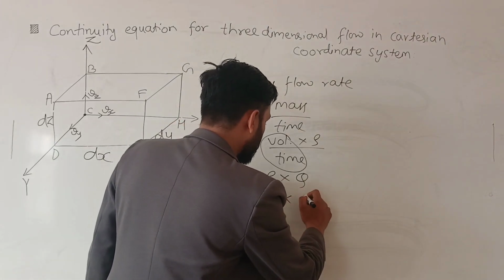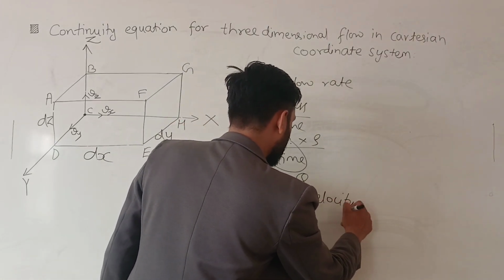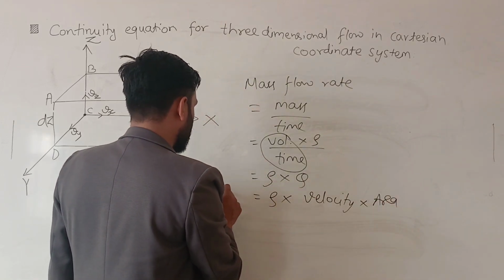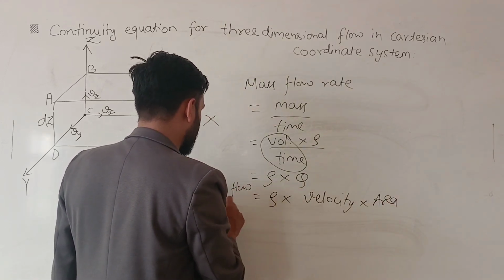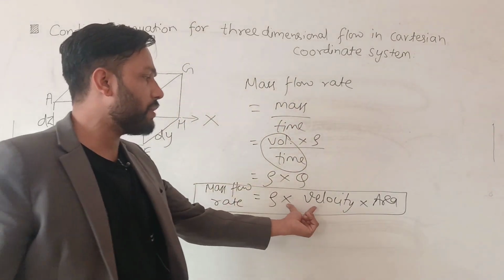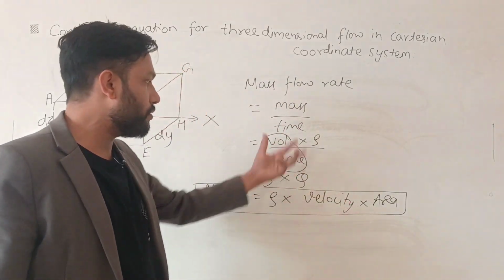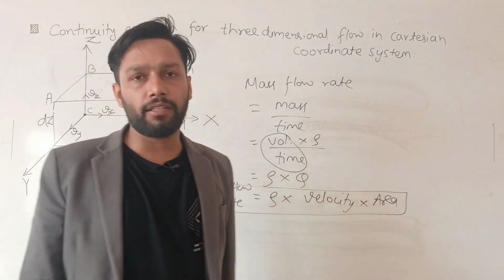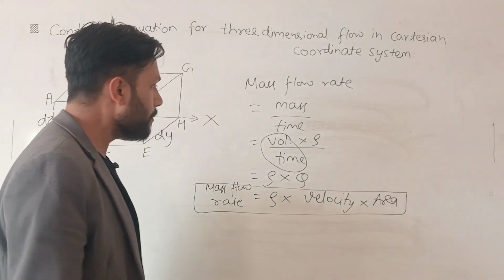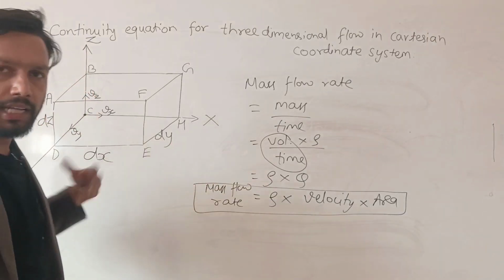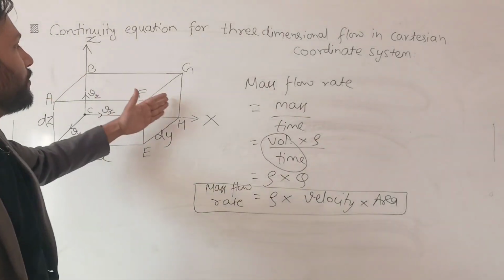Discharge is equal to area into velocity. So discharge, mass flow rate. I will derive a small expression which can be used in this derivation later on. So rho into velocity into area is the expression for mass flow rate. Okay, so you understand.